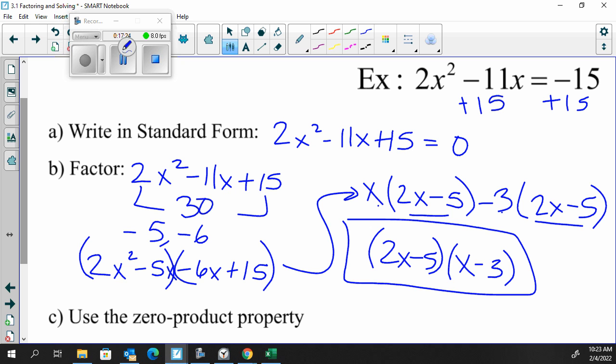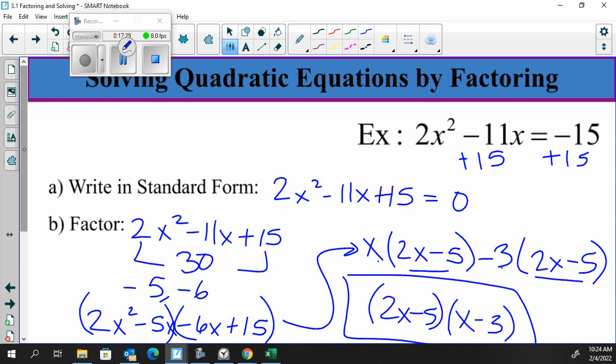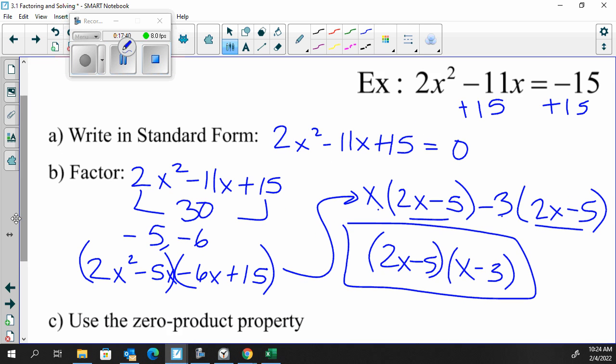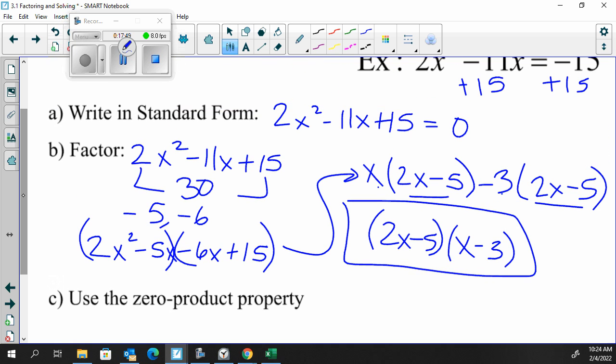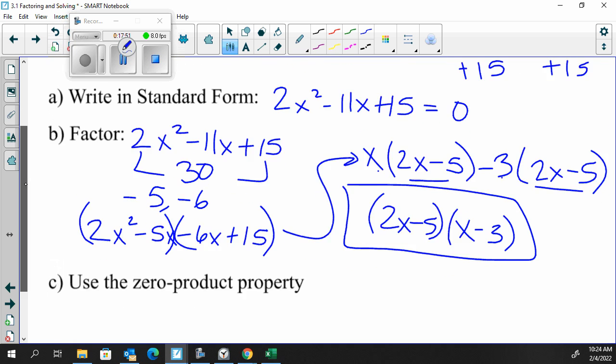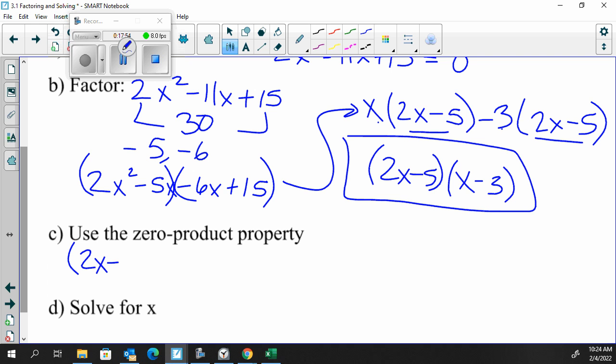All right, here's the last part. This told me to solve. We're solving this, so I'm trying to find the x-intercept. That means I need to end with x equals this or x equals that. So this is not my answer. This is just the factoring. I got to do something with this to get x by itself. And we're going to use the zero product property to do it. Remember, this is all equal to 0 right now. So I can say 2x minus 5 times x minus 3 equals 0.